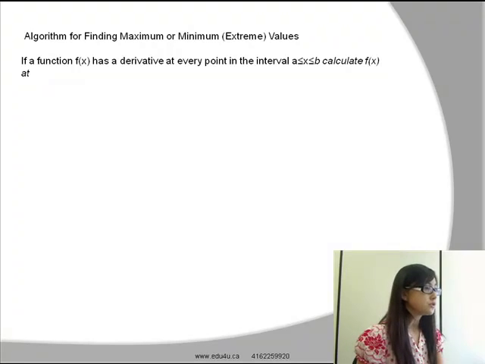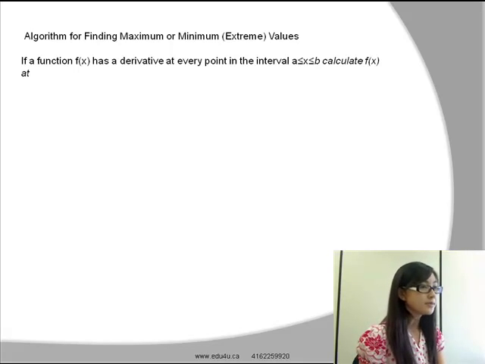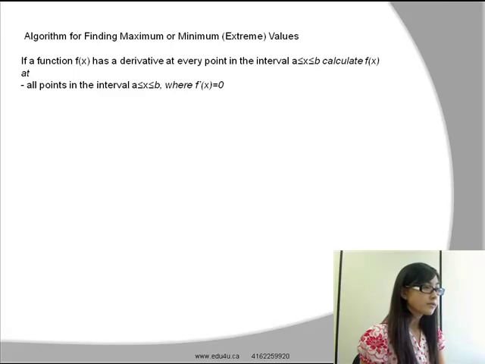The first thing that we have to do, when we're given a function f of x, is find out if a derivative exists at every point in the interval a to b. If it does exist, and most of the time it will, then we have to calculate f of x at all the points in the interval from a to b where the derivative of f of x is equal to 0.